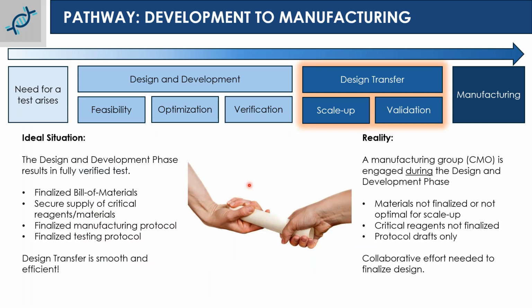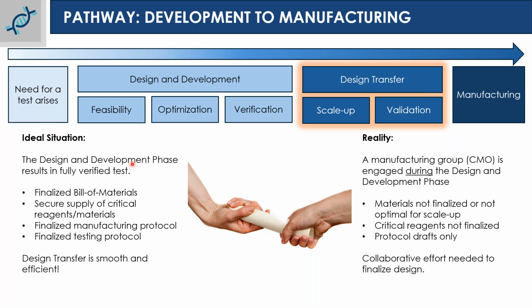And then we reach the design transfer phase, where we're going to take this developed design and transfer it and validate it for manufacturing. Now, in an ideal situation, the design and development phase has resulted in a fully optimized and verified test. We know all the materials and reagents that need to go into the test. We've secured supplies of all these critical reagents. We've finalized the manufacturing protocols, and we've finalized the testing protocols.